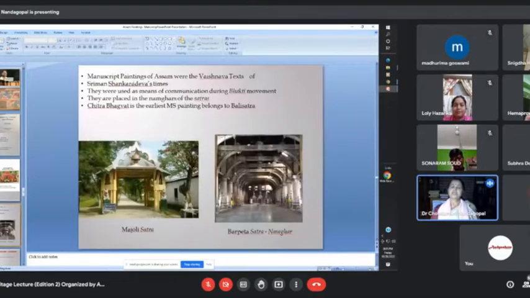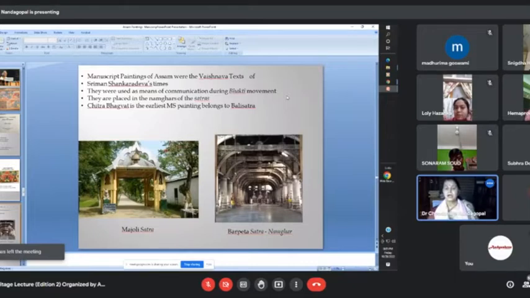Now, manuscript paintings of Assam were the Vaishnava texts, as I had mentioned, and most of them belong to Sriman Shankaradeva's times, and they were used as a means of communication during the Bhakti movement. Why were all these paintings created? To communicate with the common people through the paintings during the Bhakti movement, and they are also placed in the namghars of the satras.